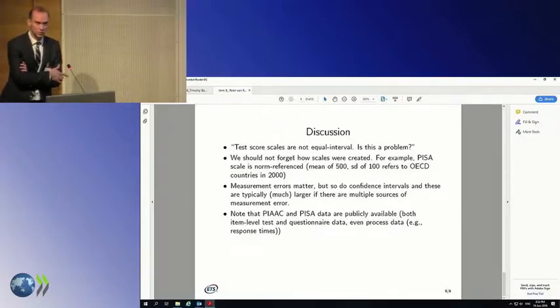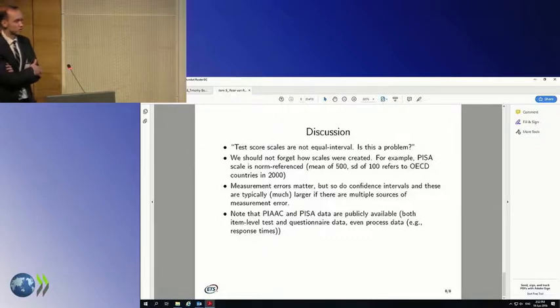And a point that was also mentioned, but I wanted to write it down, is that item level data and questionnaire data are available. So if you want to do something different than is being done in the official reports, you can actually do it. So item level test and questionnaire data, and even more data like process data, response times, interactions with number of clicks, I think are even in the public database for PISA 2015 at least. And I think that's it. Thank you.